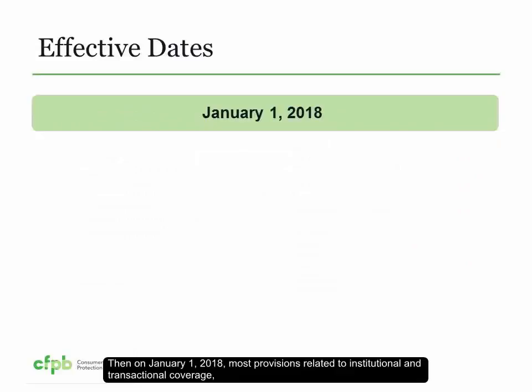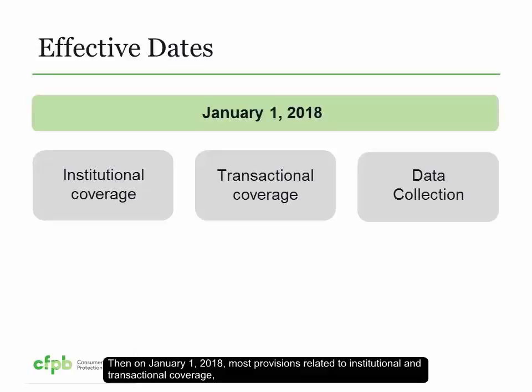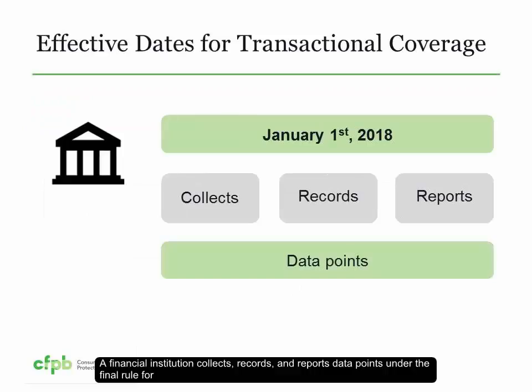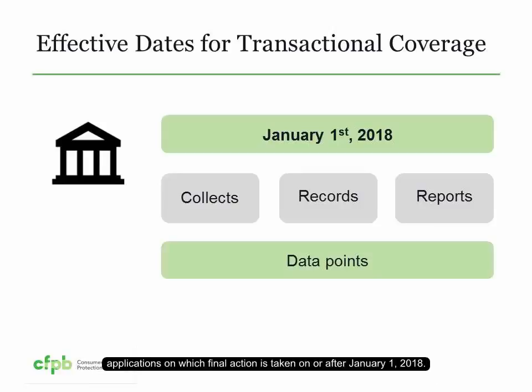Then on January 1, 2018, most provisions related to institutional and transactional coverage, data collection, recording, reporting, and disclosure become effective. A financial institution collects, records, and reports data points under the final rule for applications on which final action is taken on or after January 1st, 2018. The date of final action is based on the final disposition of the application. This may be weeks or months after the application is received.